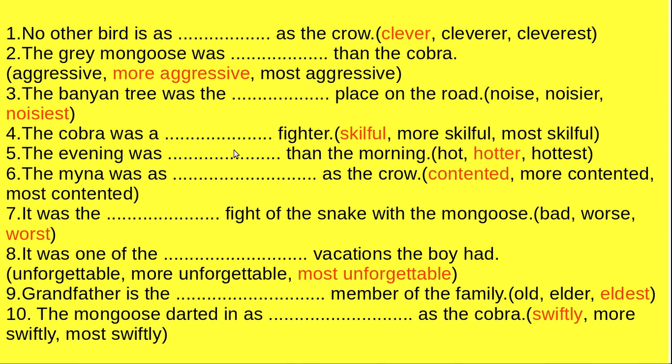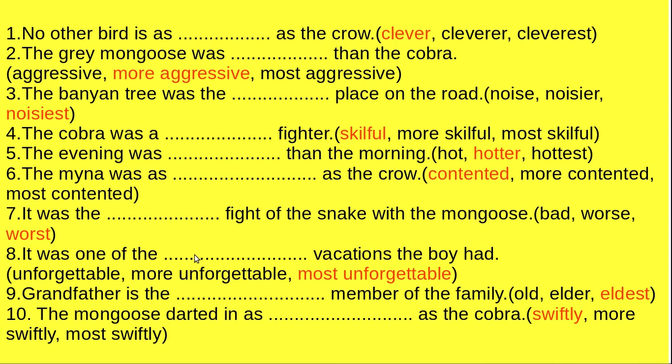The cobra was the dash fighter. A dash fighter, a simple form is there, so skillful. The evening was dash than, comparative, so hotter. Next one: the myna was as dash as the crow. See here, only the simple form can be used in between as and as, so contented. It was the dash fight, the is there, so we can use superlative, that is worst, right?